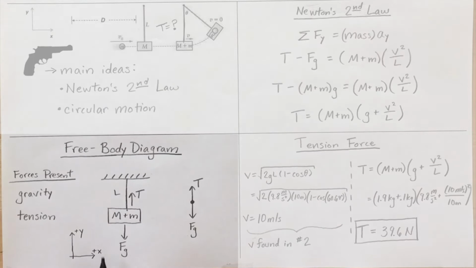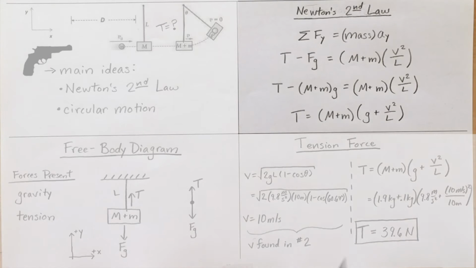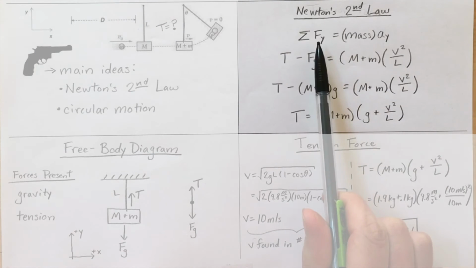The first step is to draw the free body diagram for the system right after the collision. The forces present are gravity and tension. Gravity is acting straight down, and tension is acting up along the direction of the string. The free body diagram therefore looks like gravity pointing in the negative y direction and tension pointing in the positive y direction. We can then write Newton's second law in the y direction.